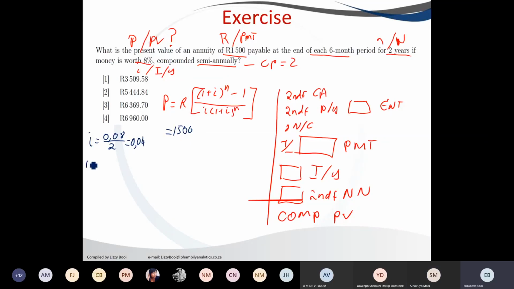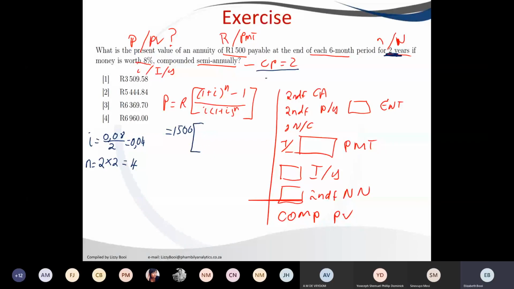Let's do the same with N, so that we have one number that we substitute into the formula. So your N, what did you get? I have a 2. N is 2, but you need to multiply that with the compounding periods. It's 2 years, and you need to multiply it with the compounding period, which is 2. So it will be 2 multiplied by 2, which will be 4. Then we can use this to substitute into the formula.